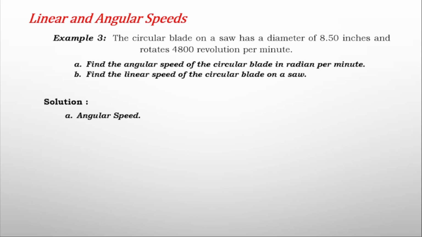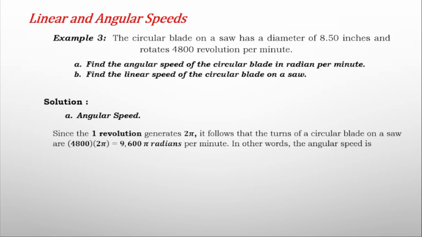Okay, how to compute the angular speed? Take note that one full rotation or one revolution generates 2 pi. It follows that the turns of the circular blade on a saw are 4,800 times 2 pi, which is equivalent to 9,600 pi radians per minute.